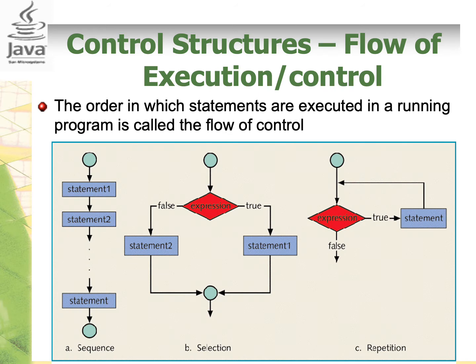The order in which statements are executed in a running program is called the flow of control. These figures are called flowcharts. Normally, before a programmer writes a code, they will draw a flowchart or write a draft of the program using pseudocode. These figures here show the difference of sequence, selection, and also repetition. We will look at each of these.